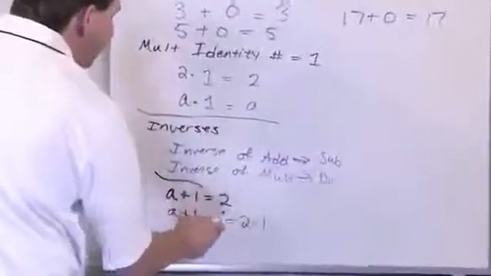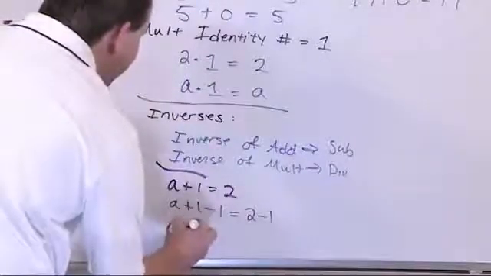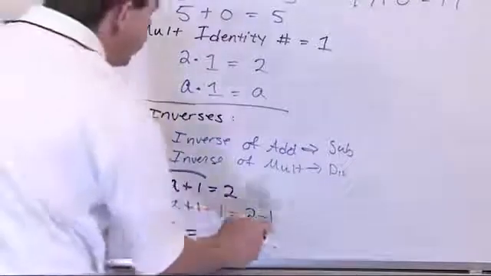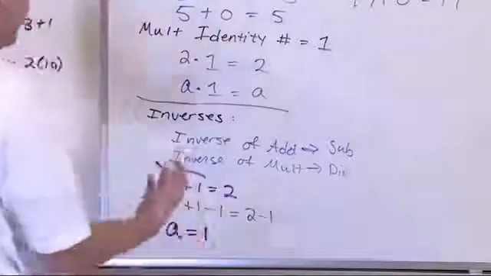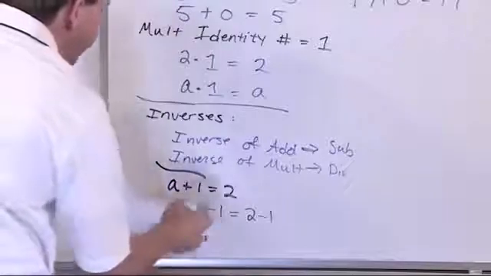So these give us 0 right here. On the left, all you really have left is a. And on the right-hand side, 2 minus 1 is 1. So you've solved this equation. You've basically put a by itself, and you now know that a is equal to 1.